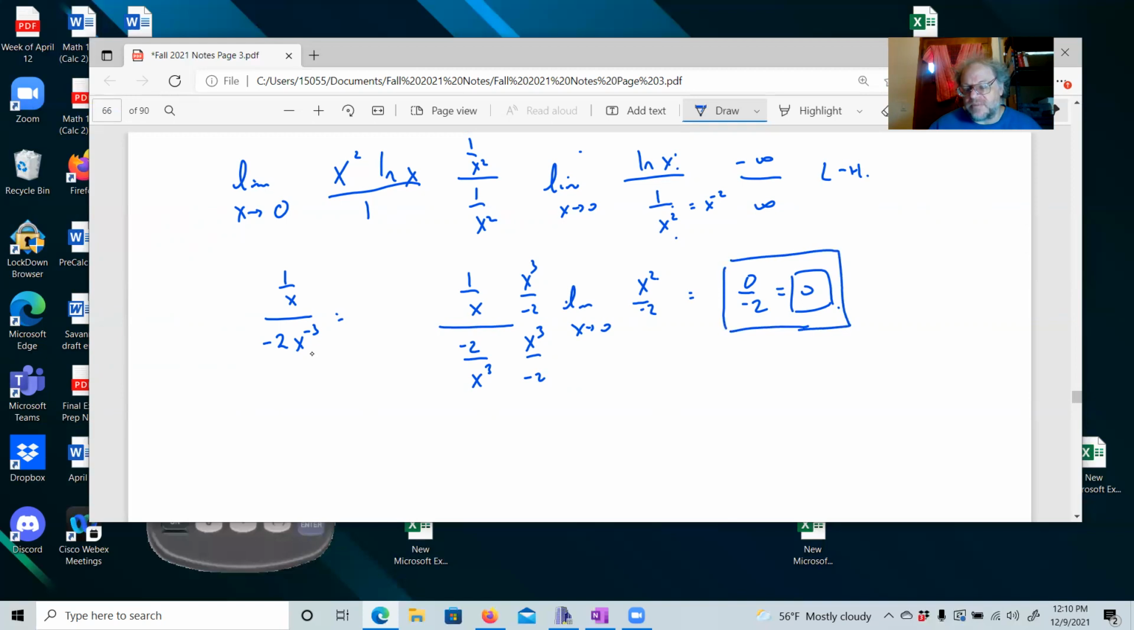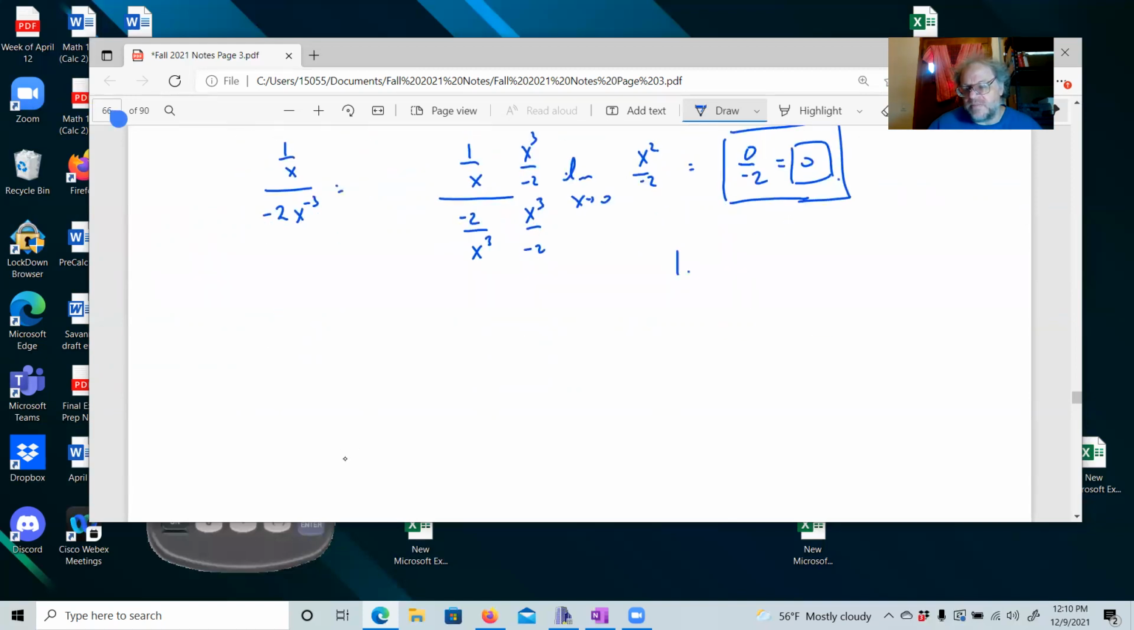So the steps for L'Hopital's rule: 1, check for an indeterminate form. 2, if yes, then we do f prime of x divided by g prime of x. Take the derivative of the top and the derivative of the bottom. If this is not an indeterminate form, you can't use L'Hopital's. 3, reevaluate. Is it still an indeterminate form?